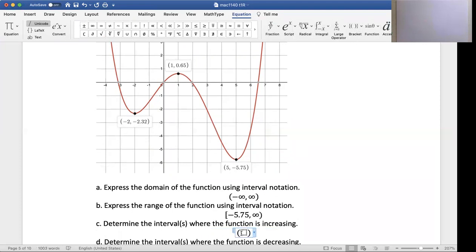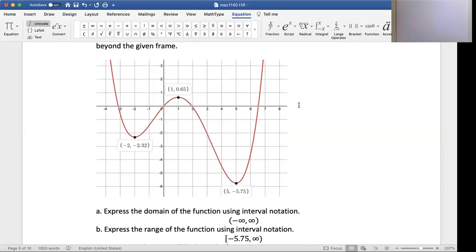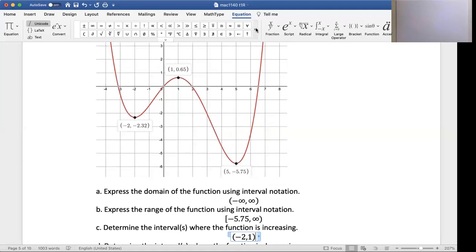So from negative 2 to 1, we have that. And again, I prefer to use round brackets for increasing. Together with what? Together with from 5 to infinity. Remember, this keeps growing forever. So we'll put in the union, 5 to infinity. And that is the interval where it is increasing. Again, x values from negative 2 to 1, it's rising. X values from 5 to infinity, it's rising.